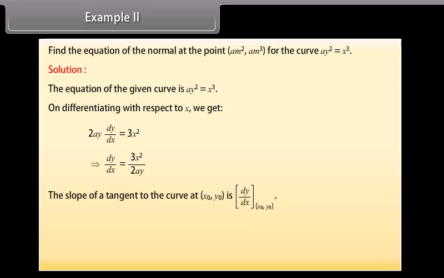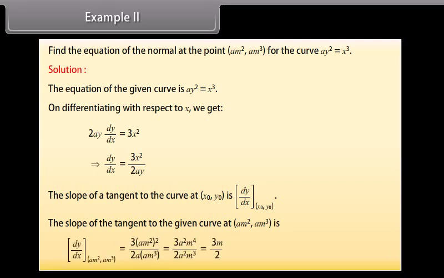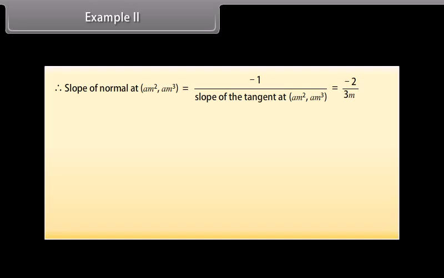The slope of a tangent to the curve at (x0, y0) is dy/dx at (x0, y0). It implies that the slope of the tangent to the given curve at (am², am³) is dy/dx at (am², am³) = 3 into square of am² by 2a into am³ = 3m/2. Therefore, the slope of the normal at (am², am³) is equal to minus 1 by the slope of the tangent at (am², am³), which is minus 2/3m.